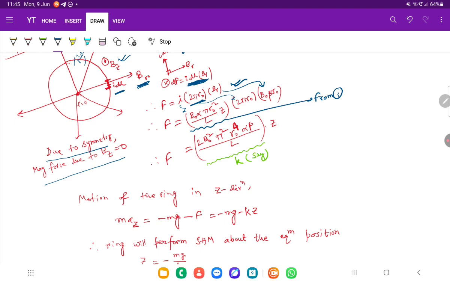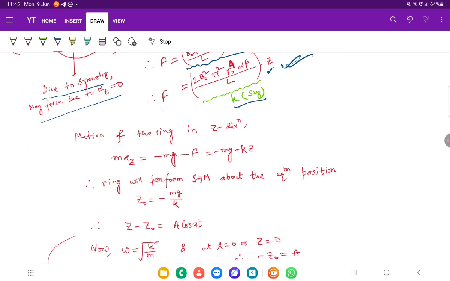So substituting all these values, we will get this one, that F is all these terms, I am not reading out. So all these terms are constant. I have assumed a constant k just for convenience of calculation, and there is a z also, so it's proportional to z, the downward force due to the magnetic field.